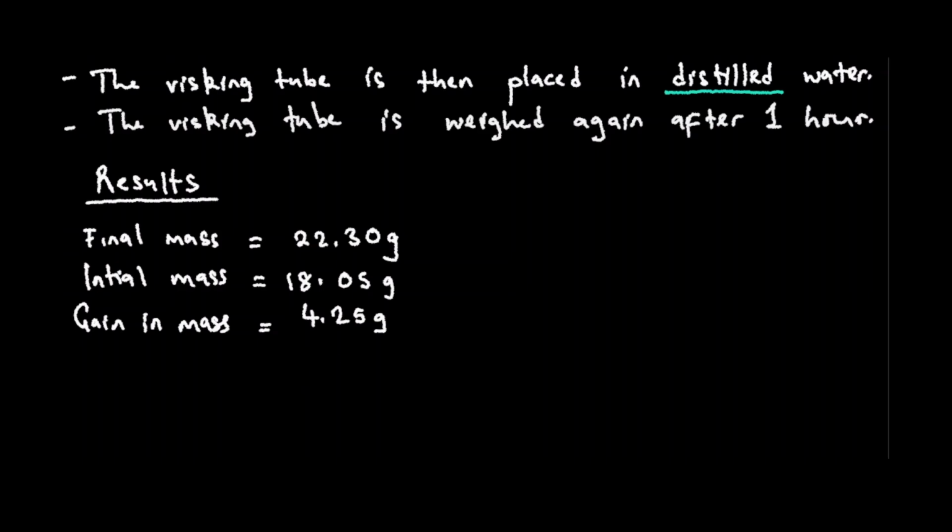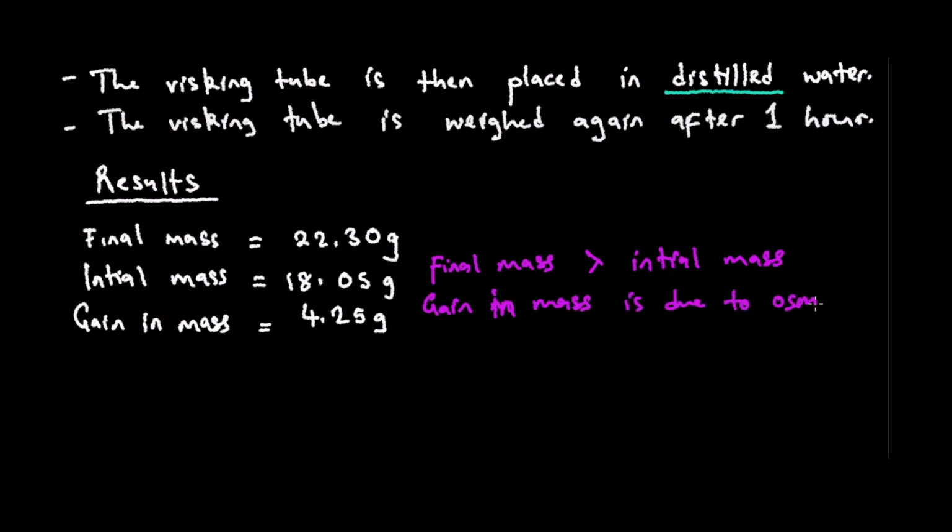Chakangokosha kuziva kuti final mass inofanirwa kuva hombe kune initial mass. Hatitombofanirwa kuenzana, it has to be greater. Then taona kuti final mass should be greater. Tofanirwa futi kuziva kuti gain in mass is due to osmosis. Mvura yapinda through osmosis.